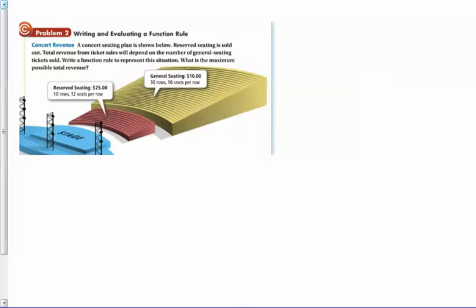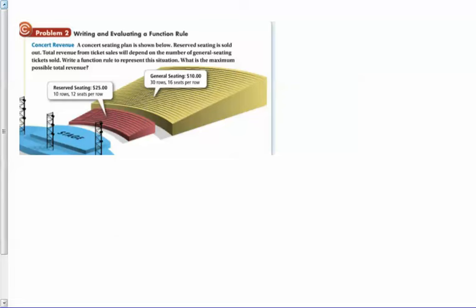Looking at a little more challenging one: write and evaluate a function rule for a concert seating plan shown below. Reserved seating is sold out. Total revenue from ticket sales will depend on the number of general seating tickets sold. Write a function rule to represent this situation. What is the maximum possible total revenue?